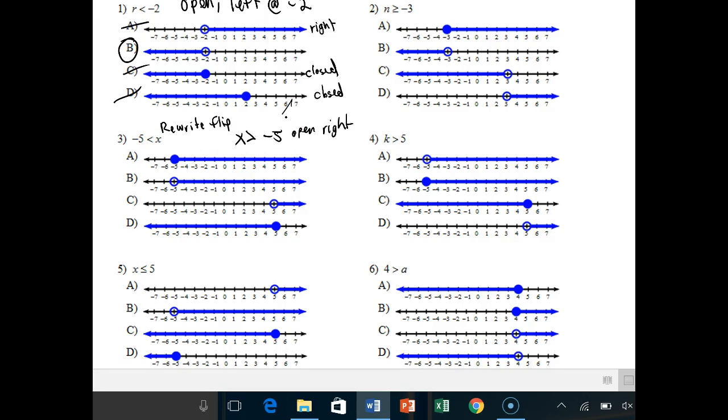So I want it open to the right. So this is closed, so that's wrong. This is open to the right at -5, so that is obviously our right answer. This is open at 5, which is wrong. I want it at -5, and this is closed and to the left, and so that's why that's wrong. All right, so anytime the variable is on the right-hand side, you need a rewrite flip. For instance, on this one, you will need a rewrite flip.